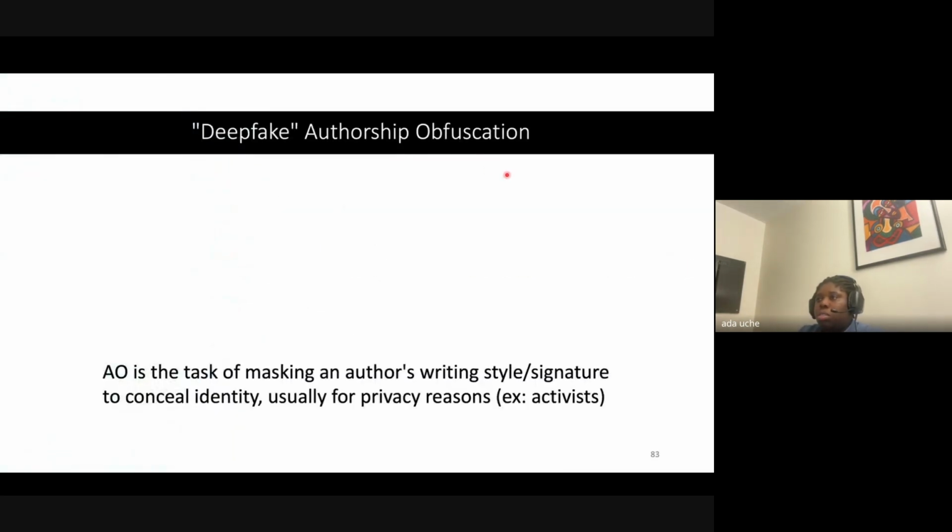So, deepfake authorship obfuscation. Authorship obfuscation has been studied in the human authorship attribution problem. It's the process of masking an author's writing signature to conceal their identity. This can be used for privacy reasons, like say a famous journalist whose writing style should be well known wants to write a piece that might cause a lot of problems. They can use authorship obfuscation to mask their writing style.